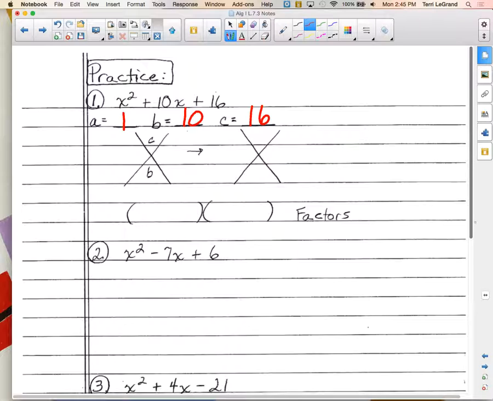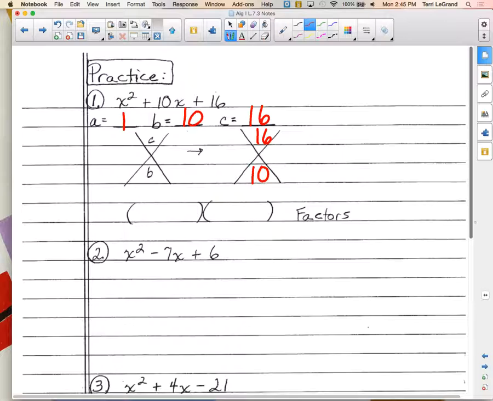When a is 1, we can go directly to putting the c value up, b value down. So what's our c value? 16. Our b value is 10. So we set up our diamond. Now, notice it's really not a diamond. I'm only using the x part. I didn't draw the diamond part around it. So when I say diamond, you can think x.